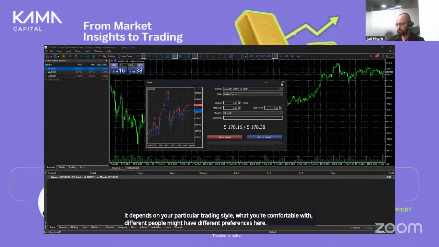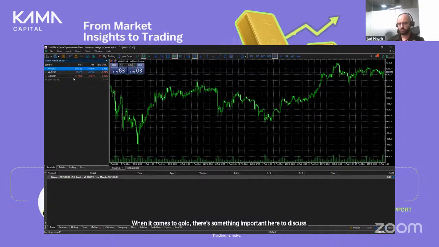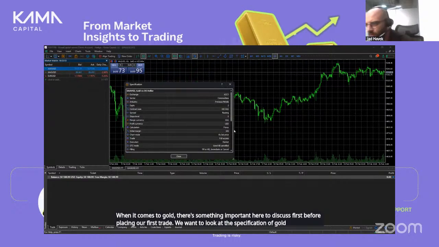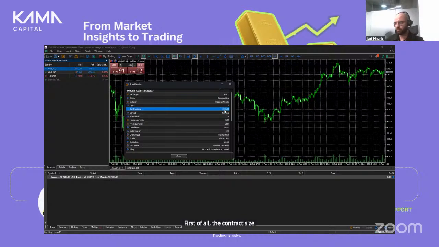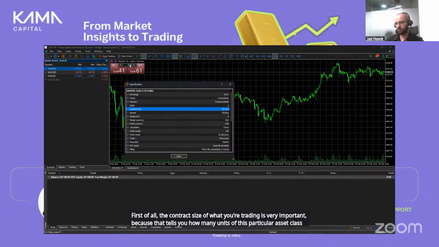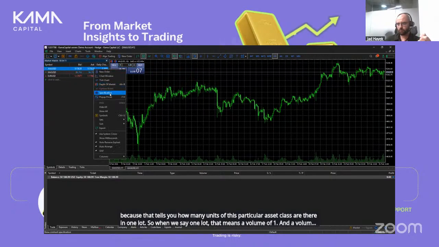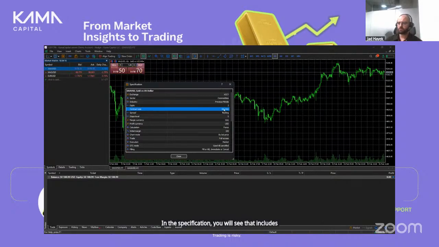When it comes to gold, there's something important here to discuss first, before placing our first trade. We want to look at the specification of gold just to understand. First of all, the contract size of what you're trading is very important, because that tells you how many units of this particular asset class are there in one lot. So when we say one lot, that means a volume of 1. And a volume of 1 of gold, in the specification, you will see that includes 100 ounces of gold.